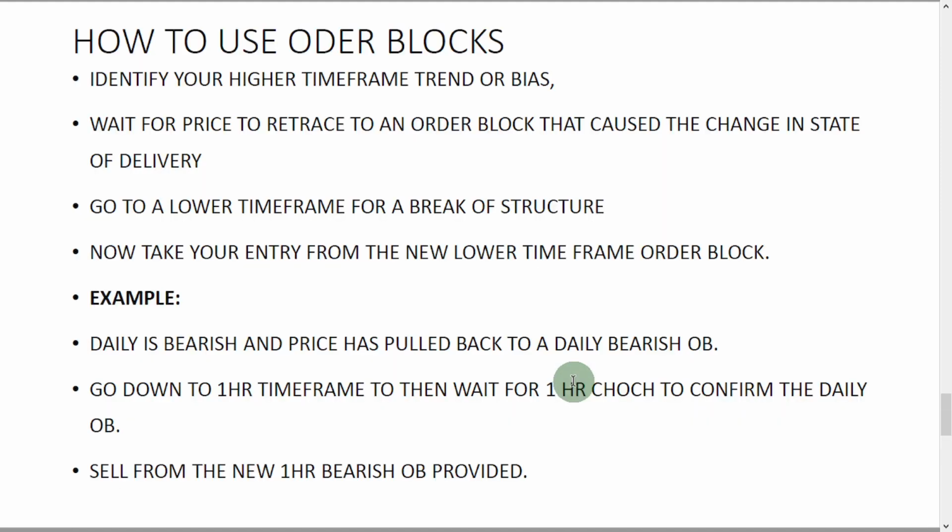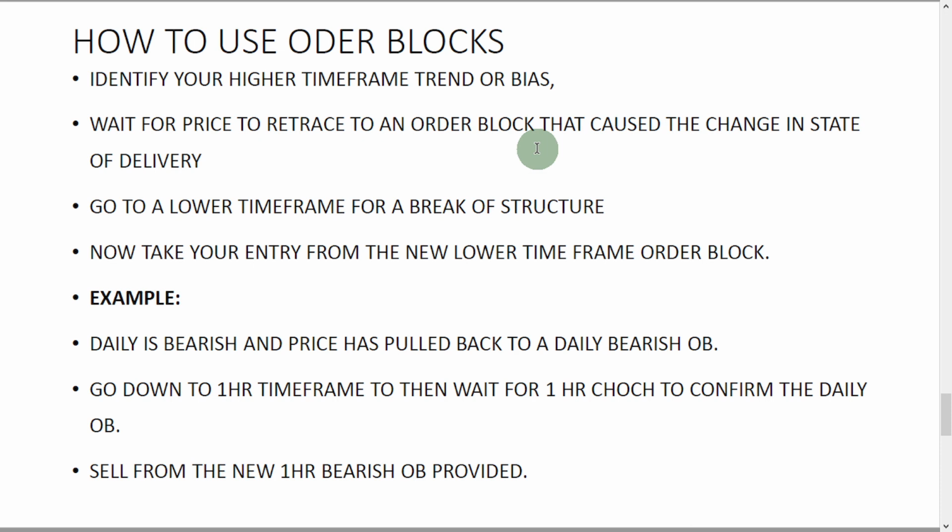Okay, how to use order block? Now you have to identify your higher time frame trend or bias. So before you even think about order blocks, bias is the most important thing to think of. Your narrative is the most important thing. Where would price most likely trade to on the higher time frame? Are we bullish or are we bearish?